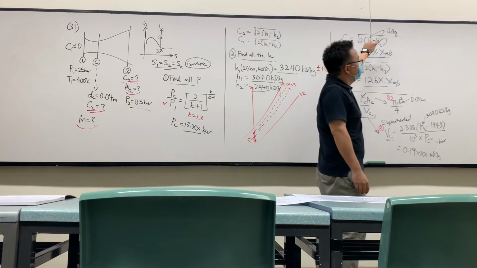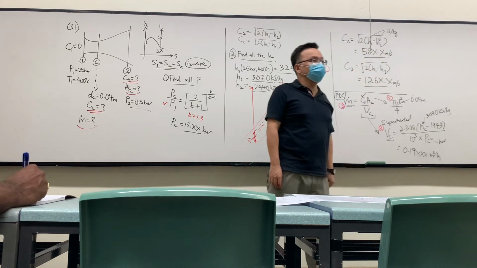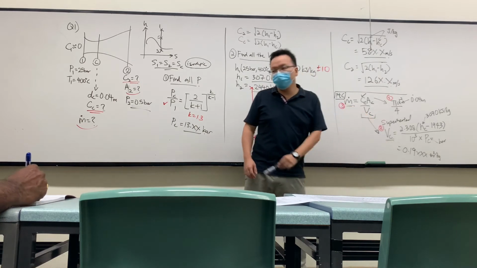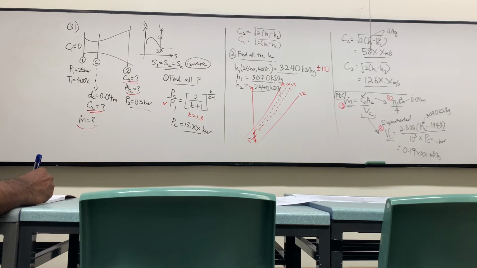For C you must use joule because these are all SI units. This is an SI unit equation, while this one is already a converted one. You need to convert.